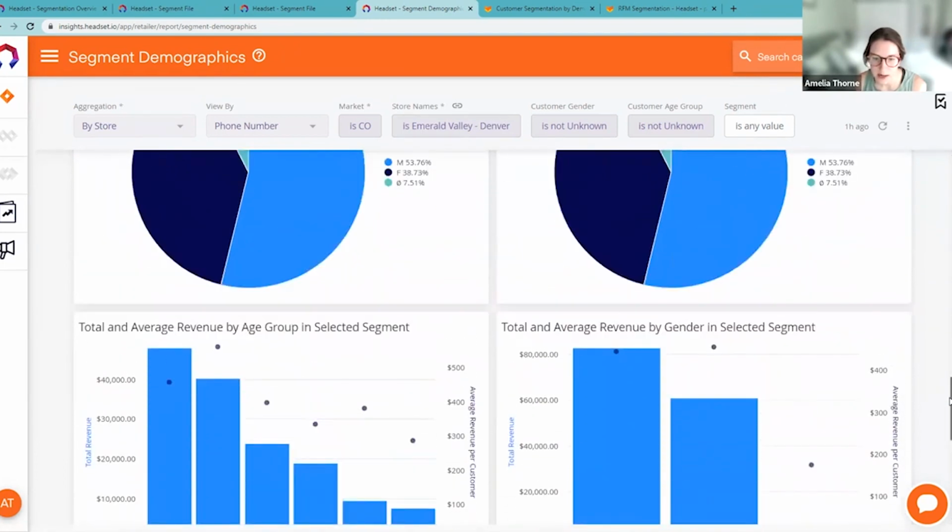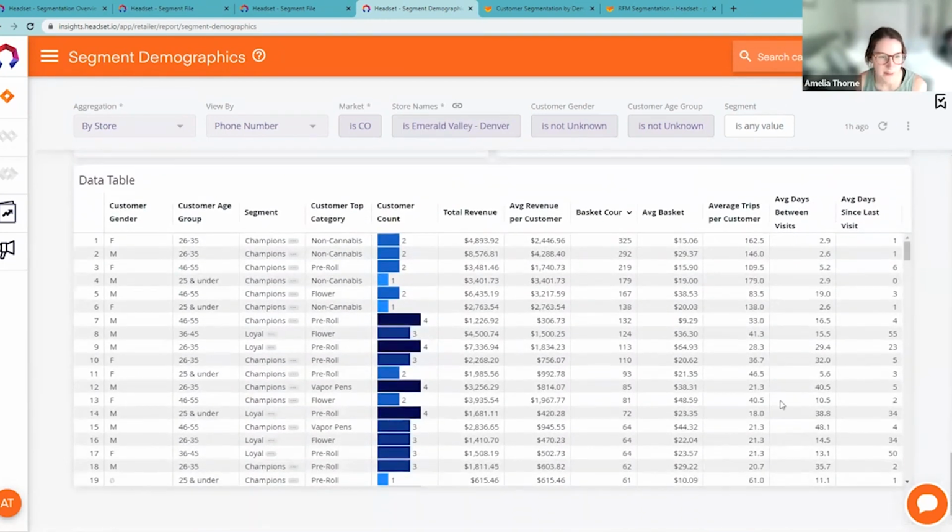And then at the very bottom, I just wanted to point out that we have another data table. We usually have data tables in every single one of our dashboards. But again, you can download this into Excel and slice and dice it that way. But this is going to give you all of your segments within one nice data table.